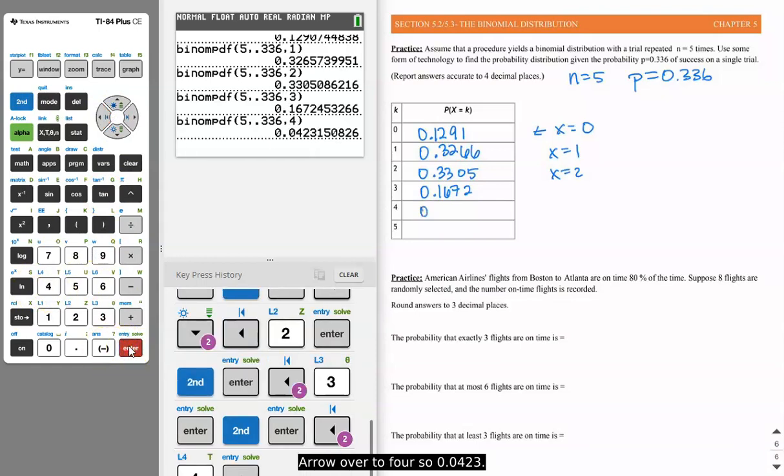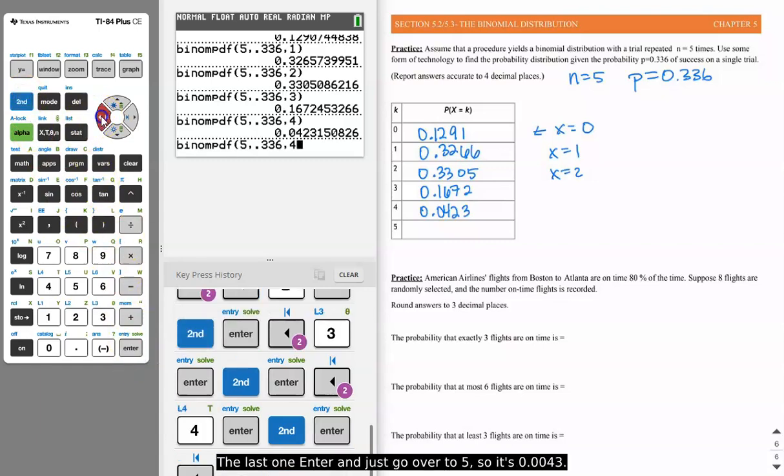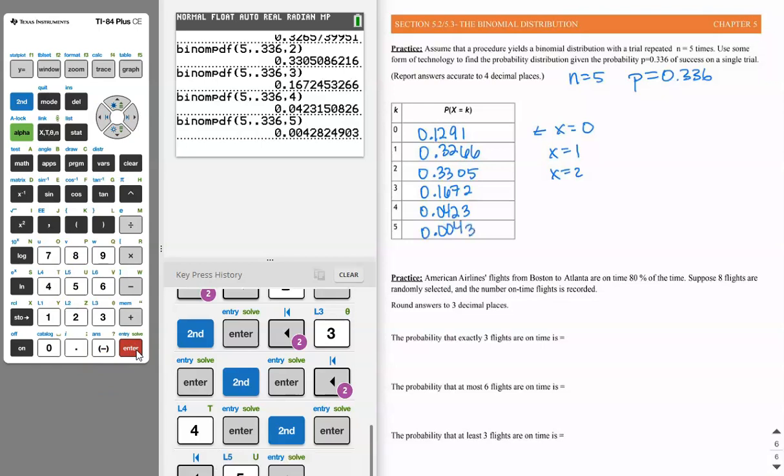Still 0.0423, and second, the last one, enter, and just go over to 5. So 0.004, let's see, 3. All right, and if you added up the probabilities, they should sum to 1 or roughly 1. There could be some rounding errors, but that would be my binomial distribution.